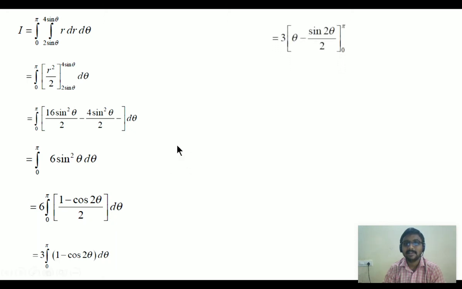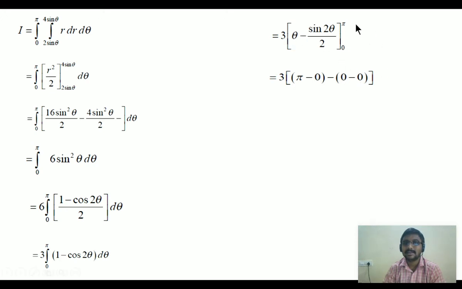1 integration with respect to theta is theta. Cos 2 theta integration is sin 2 theta by 2. Substituting upper limit pi and then lower limit 0. So pi minus sin 2 pi by 2, but sin 2 pi value is 0. Sin 0, sin pi, sin 2 pi, sin 3 pi and so on are 0. So substituting lower limit 0, the total value is 0.